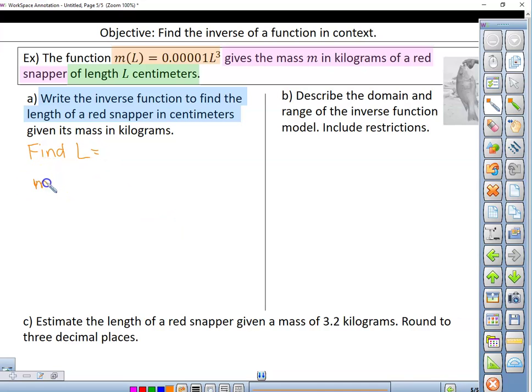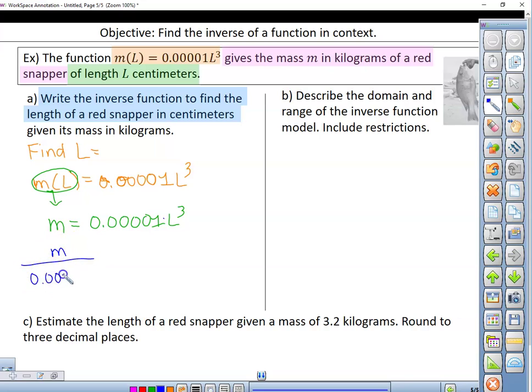So I have my m of L equals 0.0000001 L cubed. And so again, I want to take this function structure and just use my dependent variable of m. So m equals 0.0000001 L cubed, and we're going to solve that for L. So again, we're going to undo this multiplication first, dividing both sides by this decimal. And that gives us equals L cubed. And then we're going to undo our power of 3 by taking the cube root of both sides.